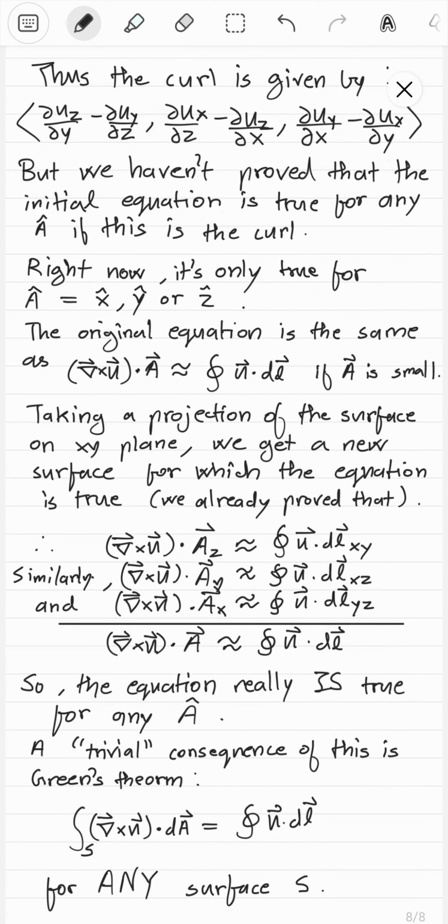So a consequence of this is Green's theorem, which says that the integral of the curl dotted with dA vector, of course, over a surface, is equal to the path integral of u vector dot dl vector, where the path is the boundary of this surface, and this is true for any kind of surface.